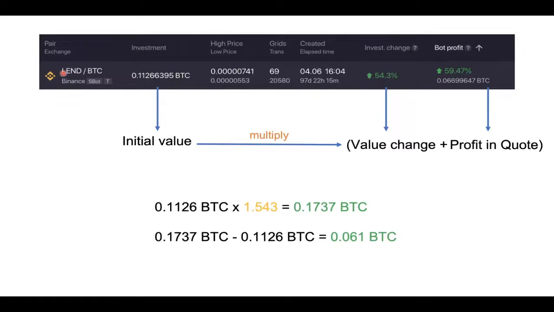That's because in this example, the value of land has diminished, and that's why it has a bit lowered our profits, and the offset value is 0.061.